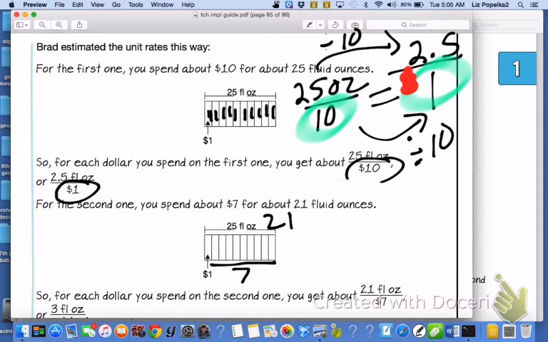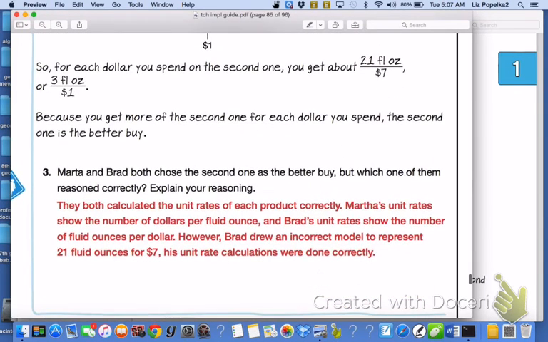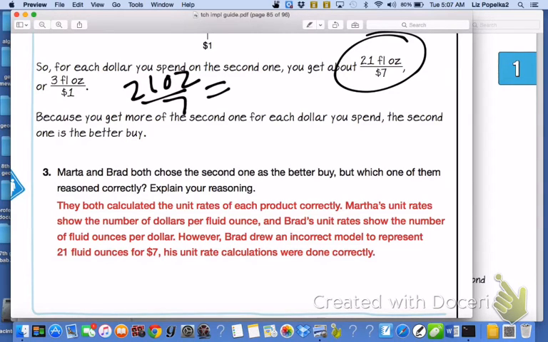But it looks like, if I'm not mistaken, his math, I'm going to scroll down here, his math is correct, though. His picture is just not right. Because here he started off at 21 ounces for $7, and he scaled down to $1.